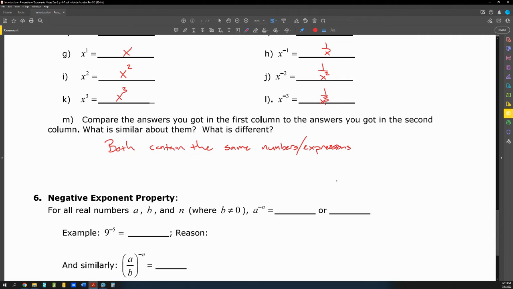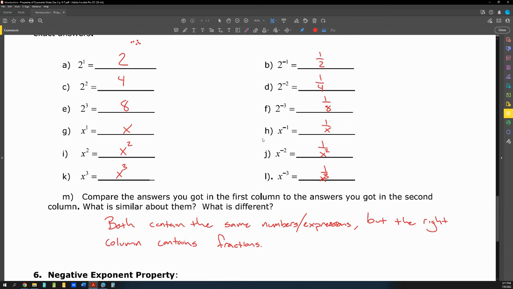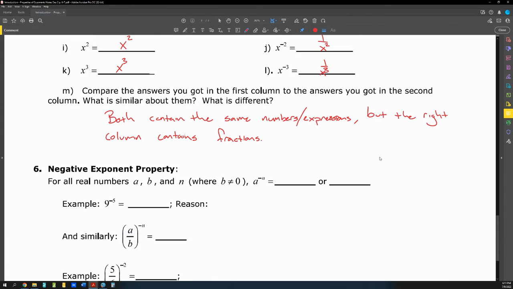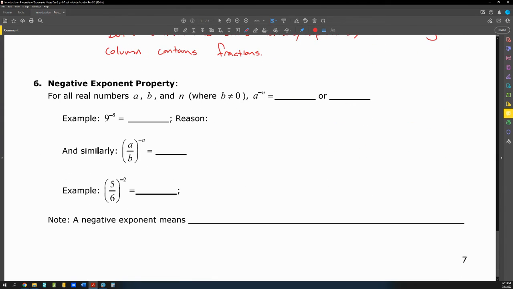The thing that I noticed that's different is that the right-hand column contains fractions. And notice that the right-hand column is all of our negative exponents. So for negative exponents, all of these quantities are fractions. So let's take a look at what this means in general.